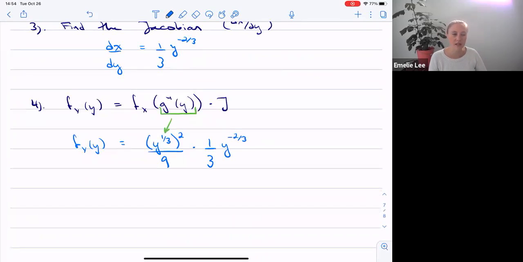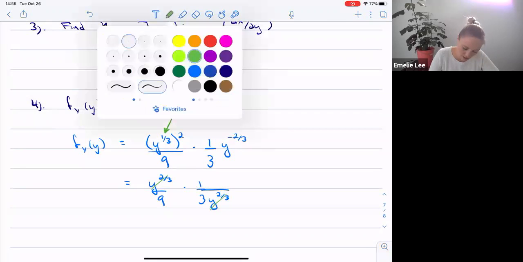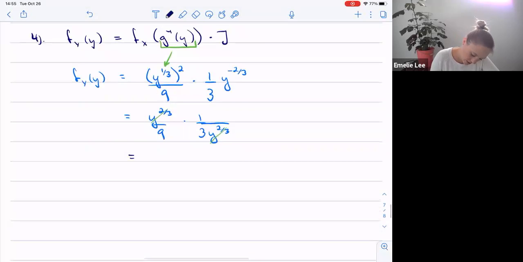I can simplify this, right? Especially if I move this y downstairs and I bring this 2 inside, I get y to the 2 over 3 over 9 times 1 over 3 y to the 2 over 3. But this is going to go away. So then I just have 1 over 9 times 3. 9 times 3 is 1 over 27. So it's a uniform function.